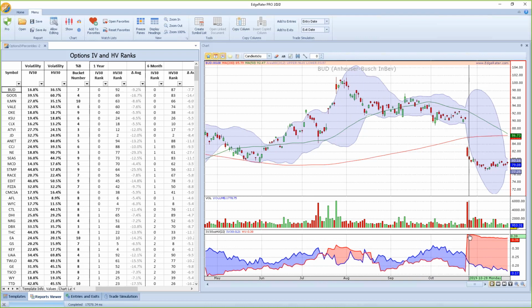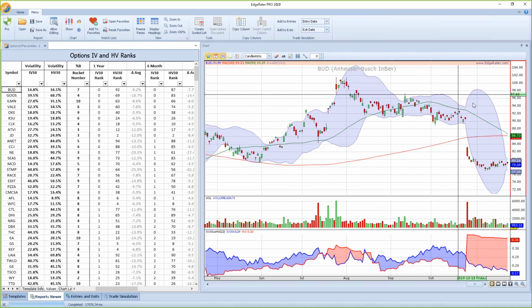So for example, in this case, when we're looking at Anheuser-Busch, you can see that historical volatility jumped suddenly when there was this big gap down. Obviously, the way that historical volatility is calculated, that's going to make a huge jump there. But you can also see what happened to implied volatility. So even though historical volatility jumps up, there was no spike here in implied volatility. So possibly that was an earnings really.